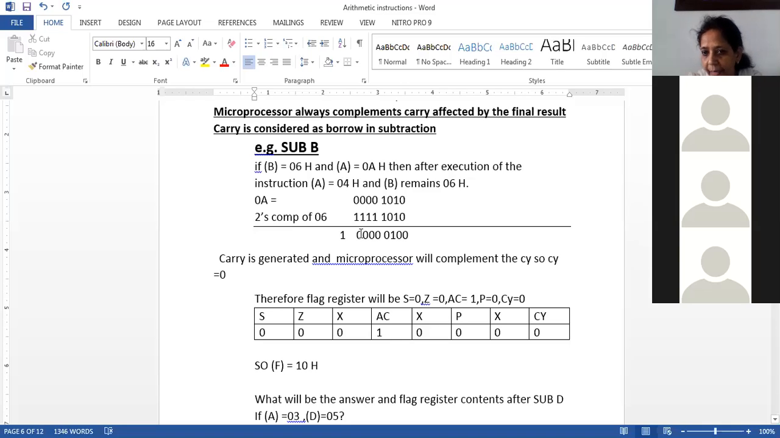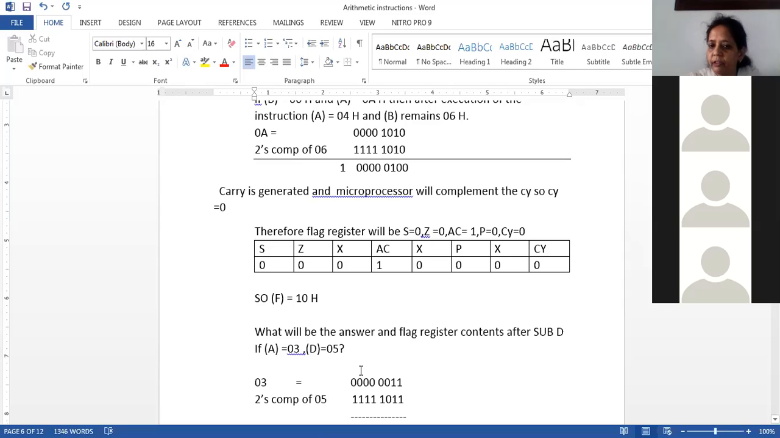Now the parity of the 8-bit answer is odd parity, because there is only one 1. So an odd number of ones are there in the answer. So your parity is 0. And though the carry is 1, the microprocessor will make it 0. Therefore carry will also be 0. And finally the answer in the flag register, that is the status which it gives to the microprocessor, is nothing but 1, 0. This is how your answer will be there in the accumulator with the subtract instruction.